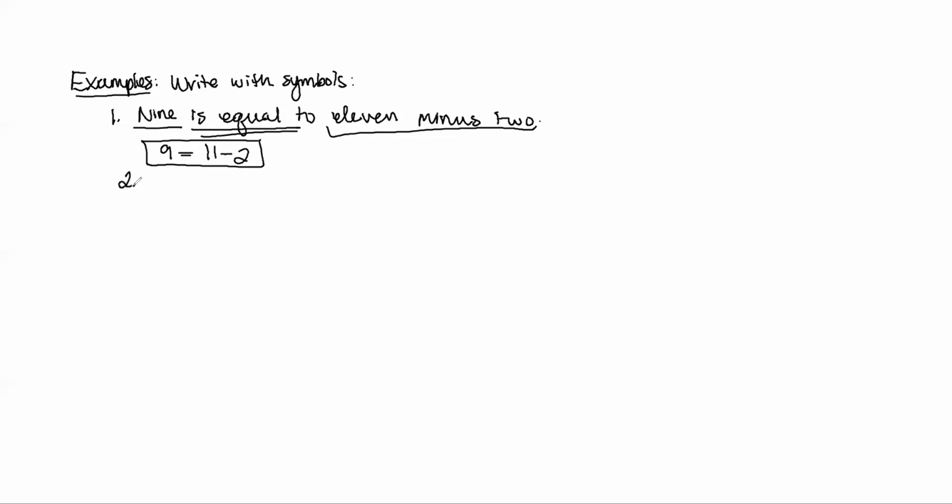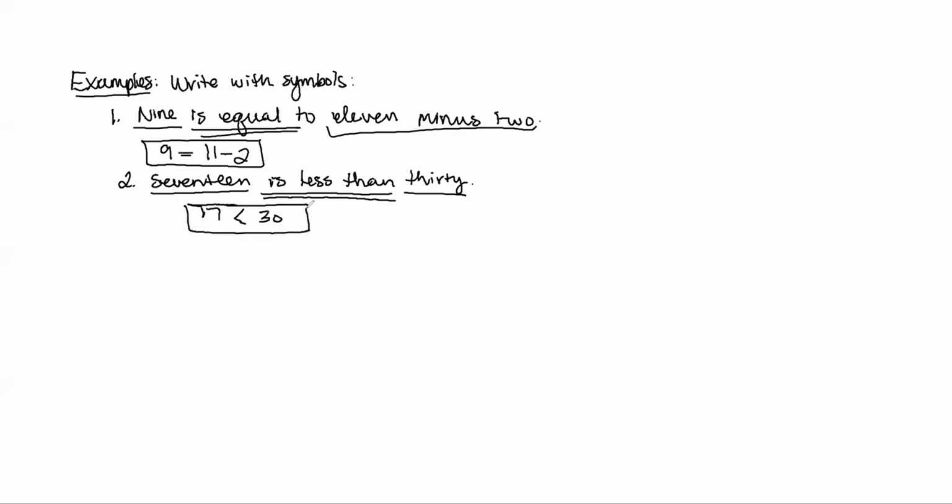Number 2 here, we've got 17 is less than 30. And so here, just being able to figure out what symbol you need. So we've got 17 is less than, so try writing down the symbol for that one. Should have the symbol pointing to the left, and then 30 on the right. So for these ones, it's really just all about reading it from left to right, knowing which symbols we're using.